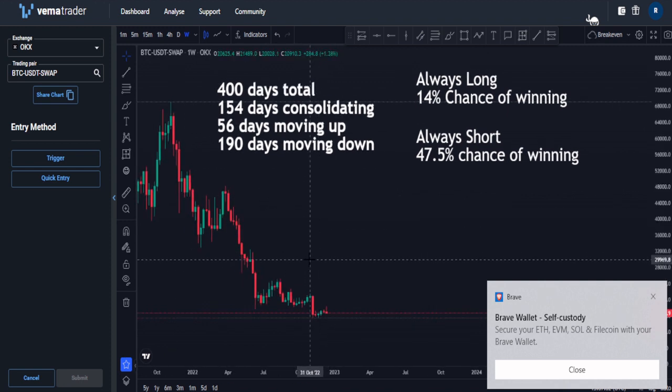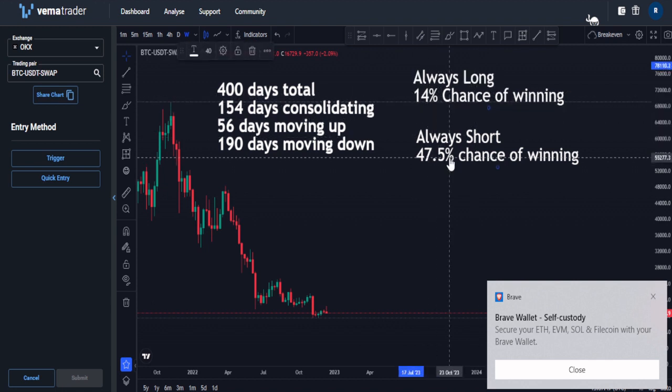So how this ties into a high time frame bias is if you have your high time frame bias and you say, okay, right now my high time frame bias is short, is bearish, and I'm only going to short, you cut out like 86% of the losses that you would have taken on those longs, right? And you are only left with that 47.5% chance of winning on those shorts. So it massively increases your chances of winning.